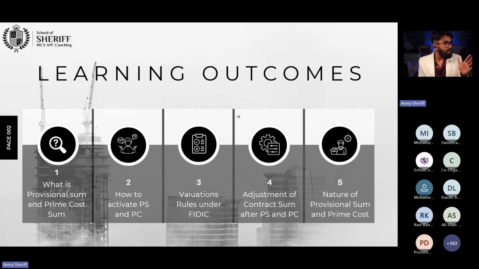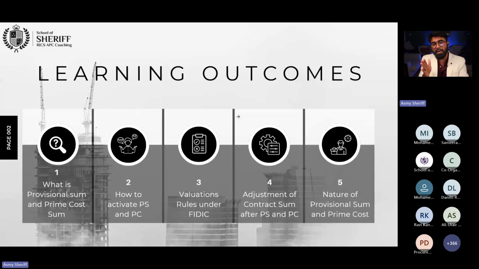The third one, which is very important, through which we are going to learn roughly 5 rules for how we can evaluate or value them, right? How we can value any provisional sum or prime cost. We have 5 methods under FIDIC, or you can say it's a general consideration within the region. So you can evaluate or value them in terms of executing that work.